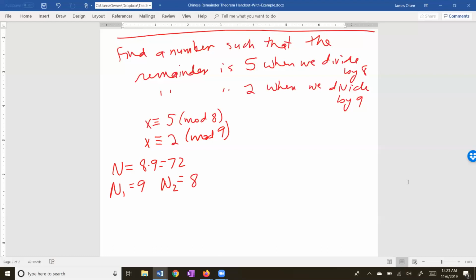And now we need to solve N1 y1 is congruent to 1 mod small n1. That is, we're supposed to solve 9 y1 is congruent to 1 mod 8. You might pause the video and see if you can do that. Well, 9 is 1 mod 8, so we have 1 y1 is congruent to 1 mod 8. And so y1 turns out to be 1.